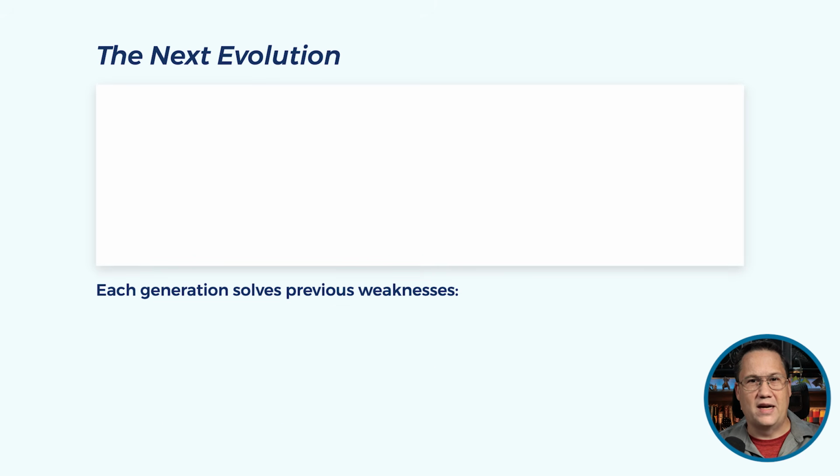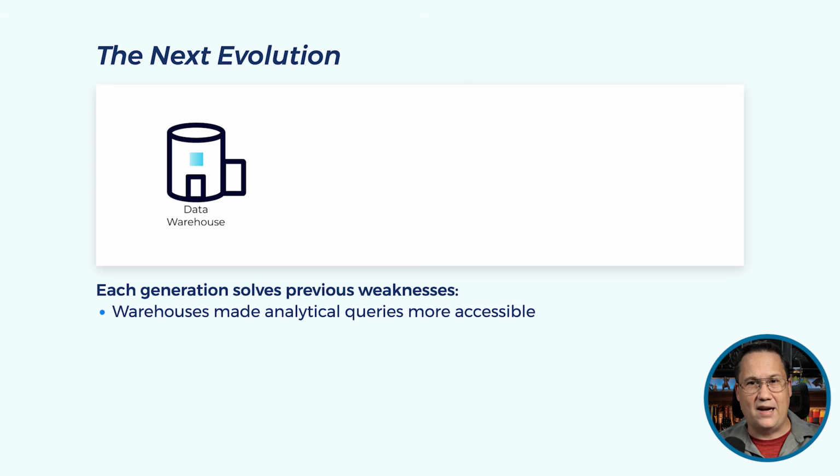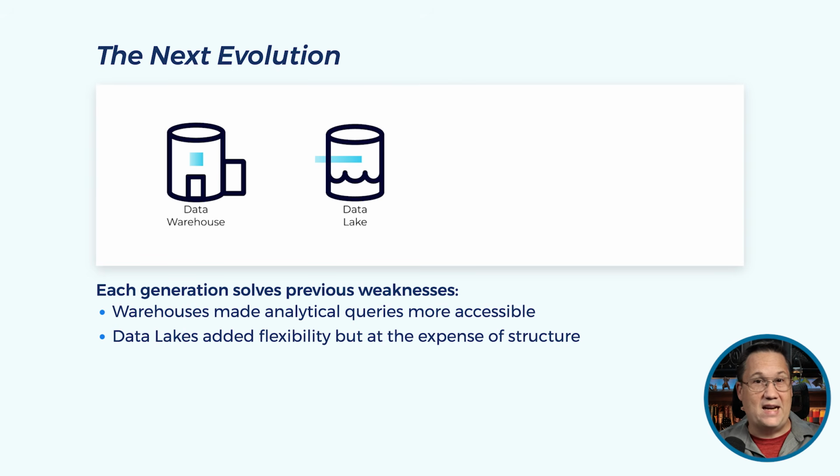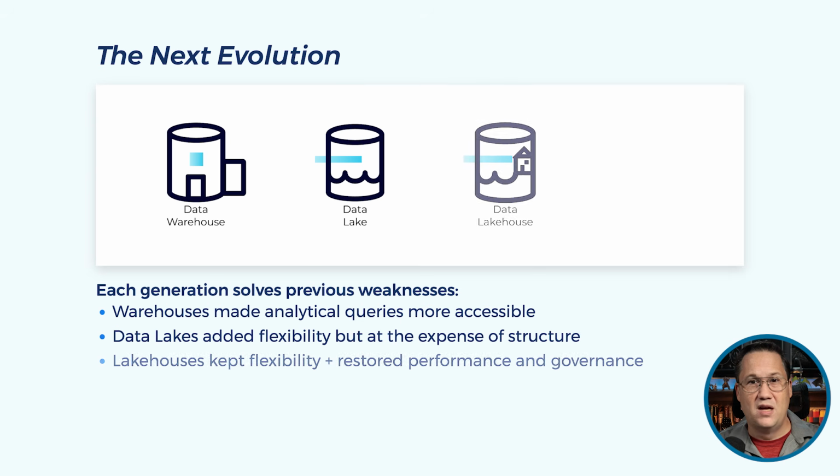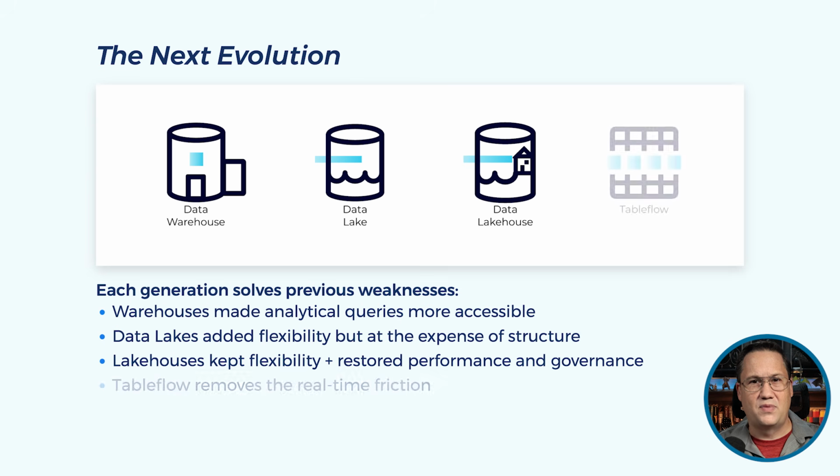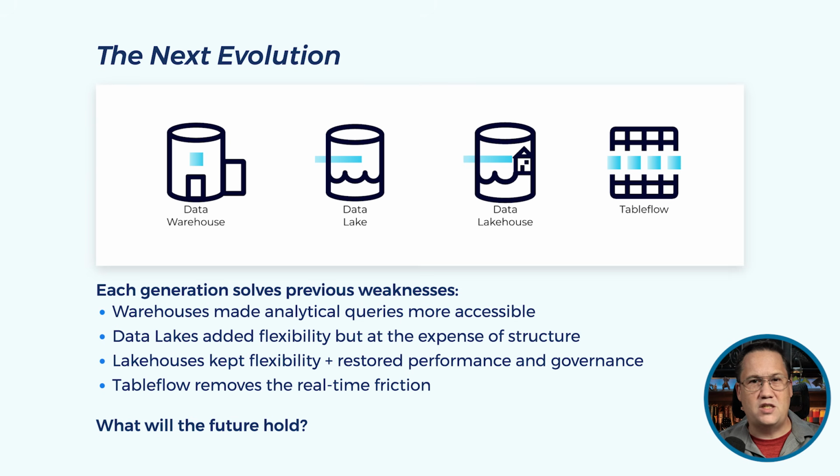Historically, each generation attempted to solve some of the weaknesses found in the previous one. Warehouses made analytical queries more accessible. Data lakes added flexibility to handle diverse formats, but at the expense of losing the structure and governance warehouses provided. Lakehouses kept the flexibility of lakes, but restored performance and governance. Tableflow removes the real-time friction. Future technologies may adopt this approach of automatically creating Lakehouse tables for different data types. This will unify these technologies and make data easier to manage and query without complex pipelines.